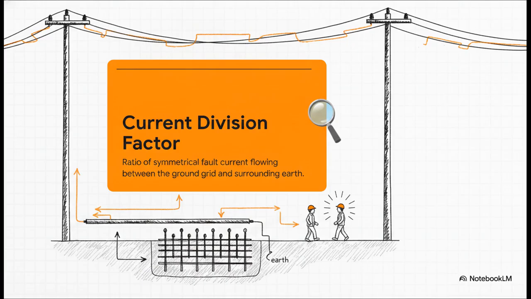Finding the true amount of current entering the earth is absolutely crucial for sizing the grid conductors so they don't melt, and for ensuring the ground potential rise doesn't reach lethal levels for operators walking around the station.